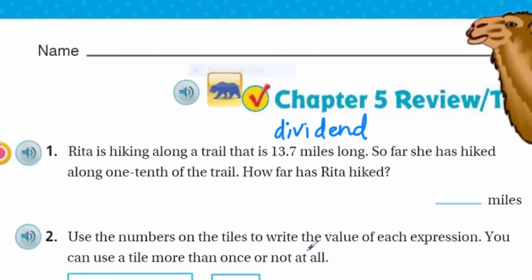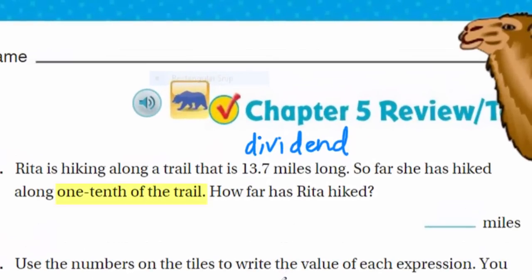Now it says that she's hiked along 1/10 of the trail. And 1/10, of course, could be represented as 1/10, right? Or 0.1. Some of you might want to rush and say, oh, okay, I know how to figure this out. I'm going to take my 13.7, because that's my dividend, and I'm going to divide by my 1/10. If you think about the problem, you might think, well, if she's hiking and she's starting at the 0 point, right? And then she starts hiking along, she gets to the point where she's 1/10 of the total trail.